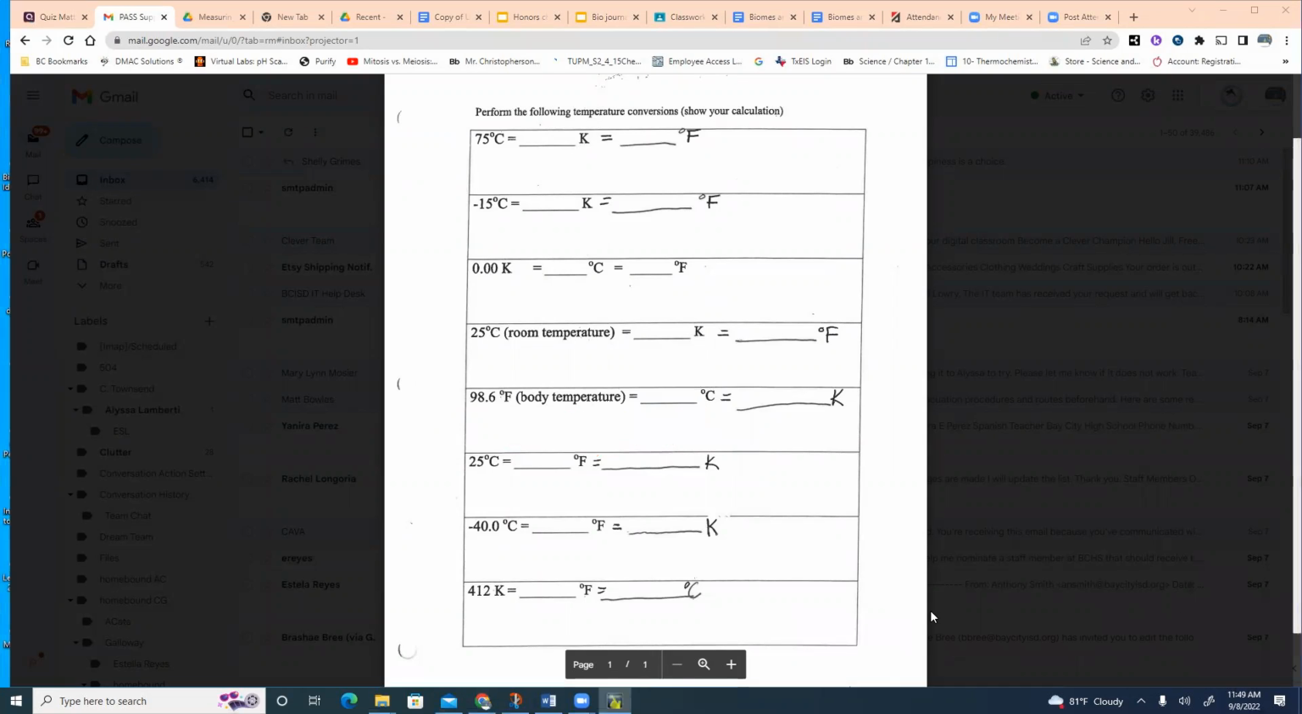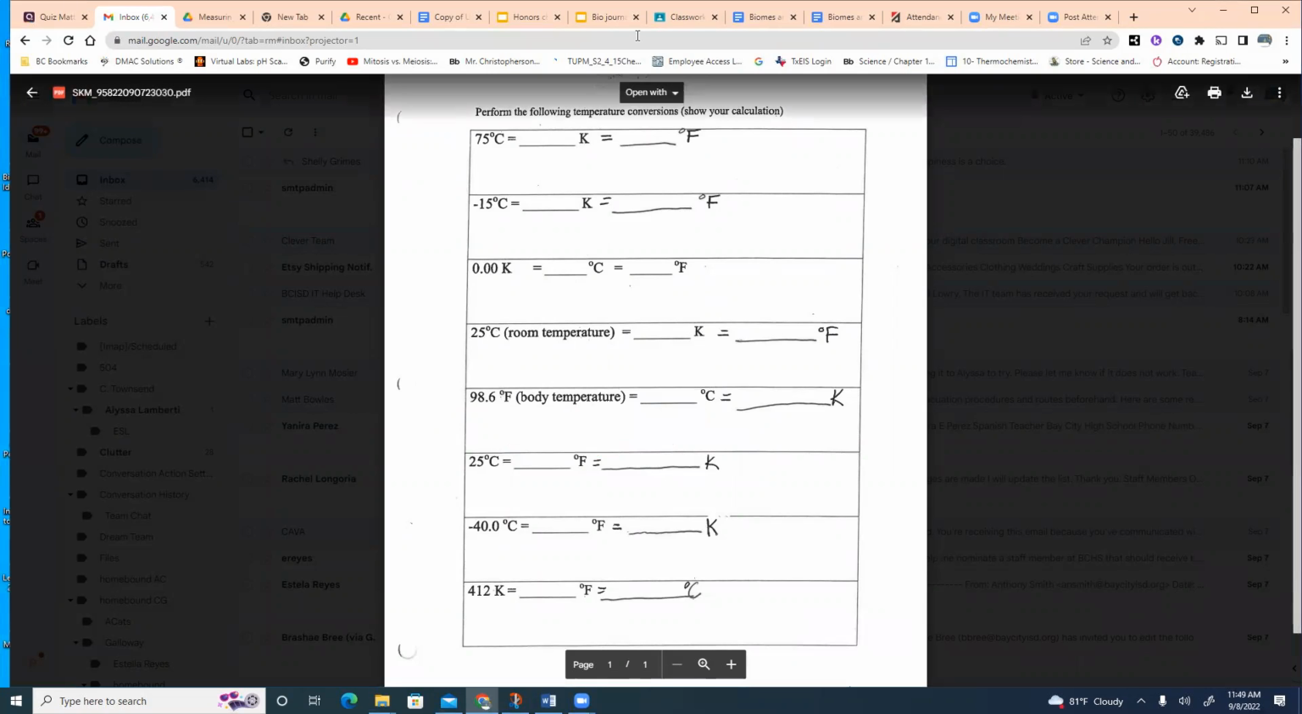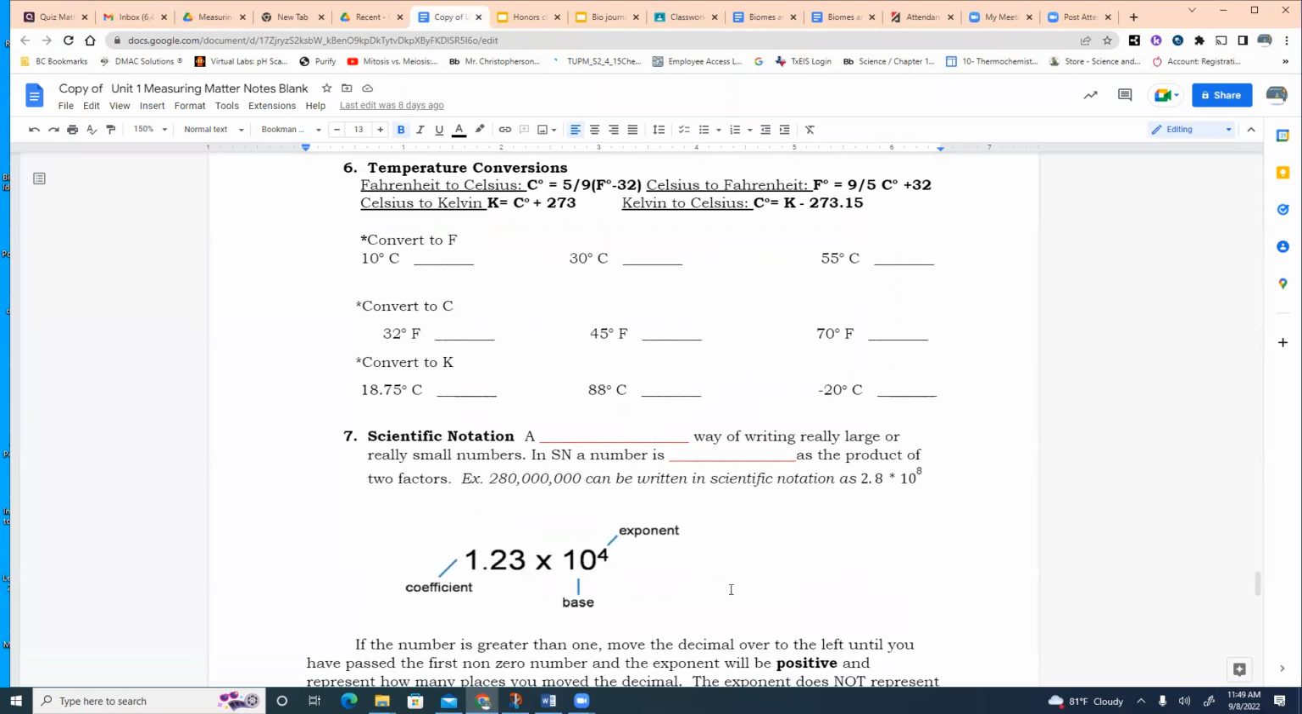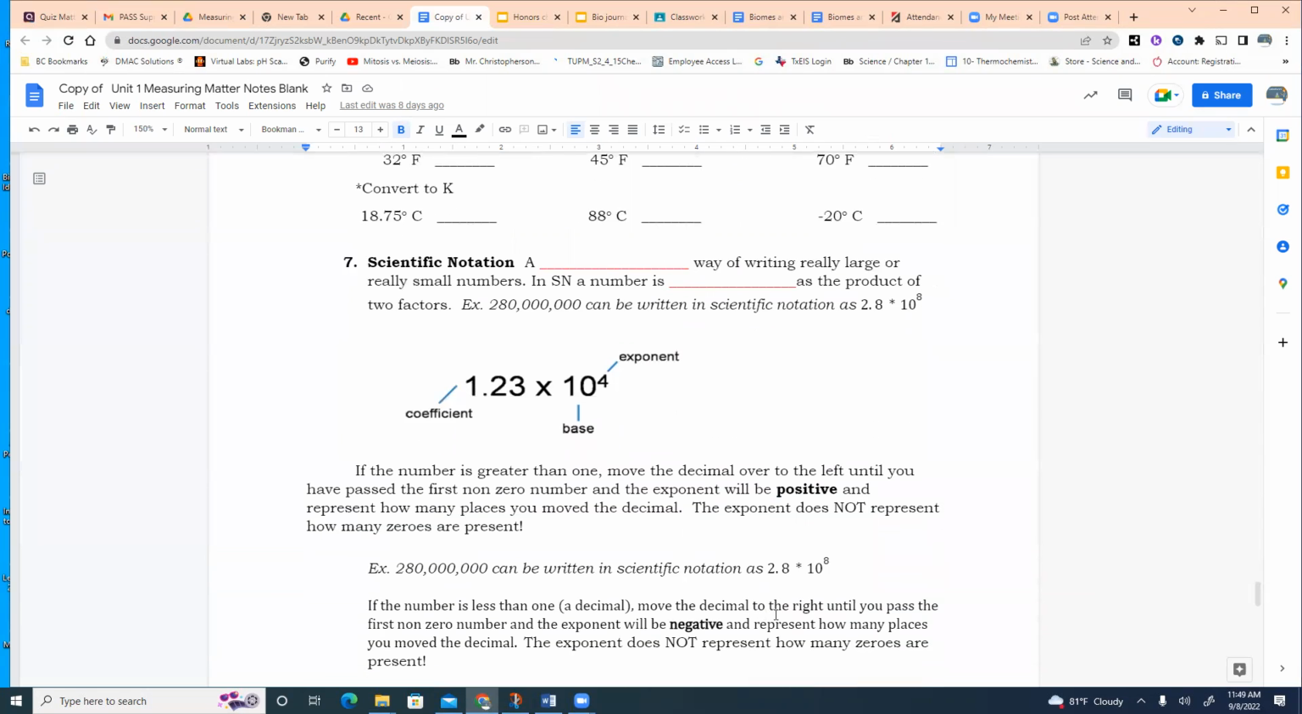All right. So if we'll go back to our notes, we will do scientific notation. Scientific notation. And you're live. A little bit. All righty. A little bit.